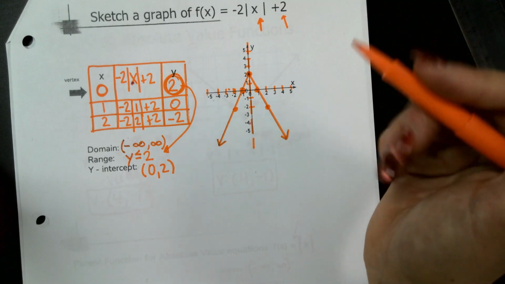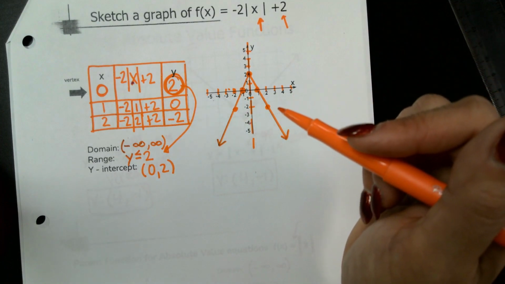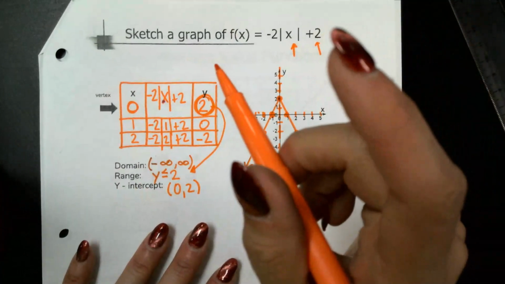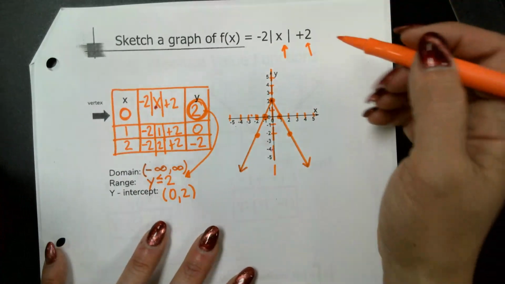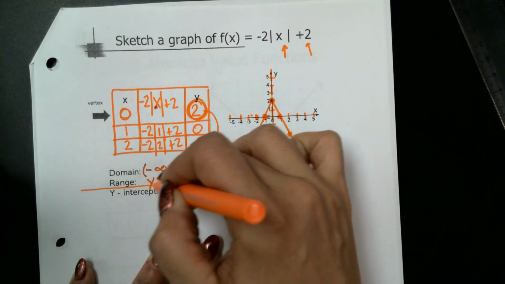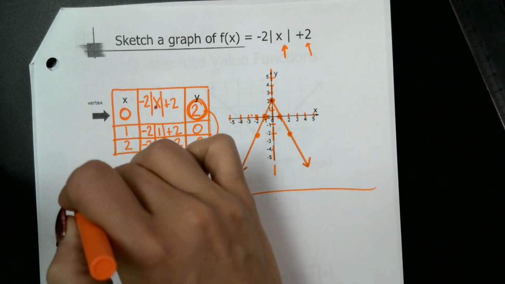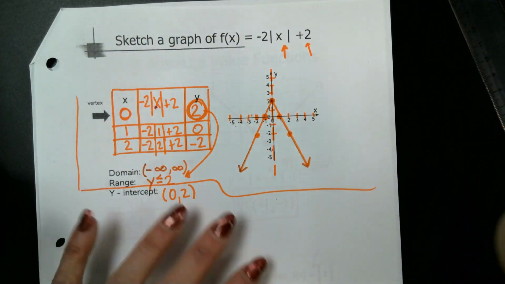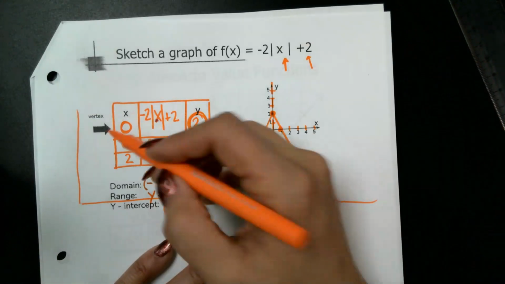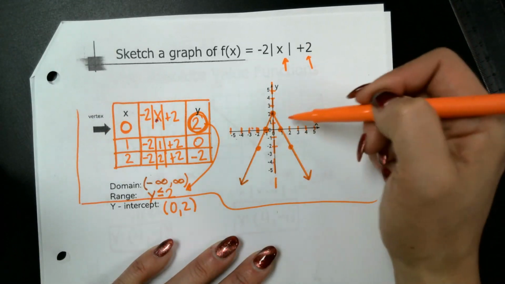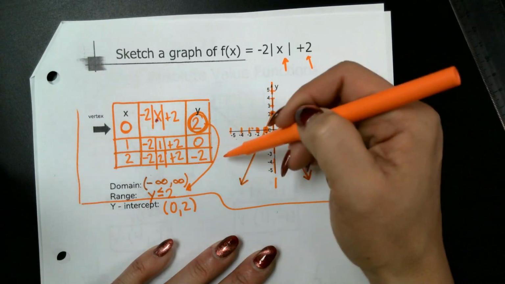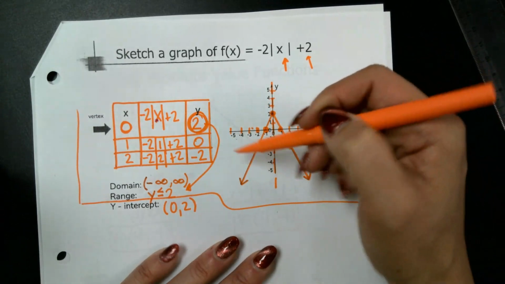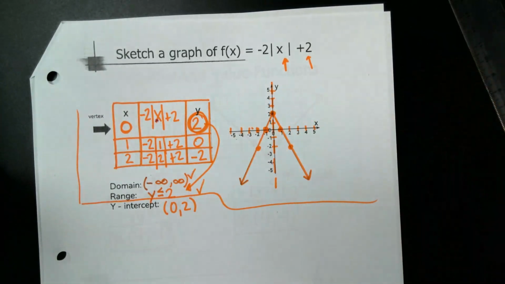Yeah. Now on your practice page, if you guys pay attention real quick, on your practice page, you will do the domain and the range. I don't think the y-intercept is on your practice page. So you will be given a function. You'll identify the vertex, plot it. You'll do 2 more points, plot those and mirror them, and then you'll answer those 2 questions. Okay? You guys have any questions on those?